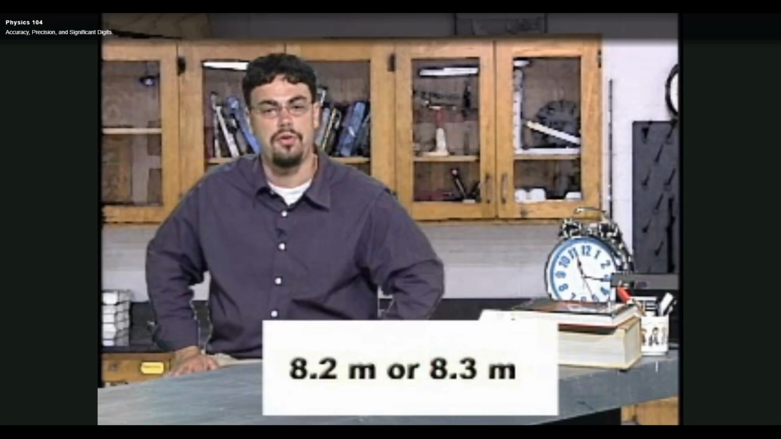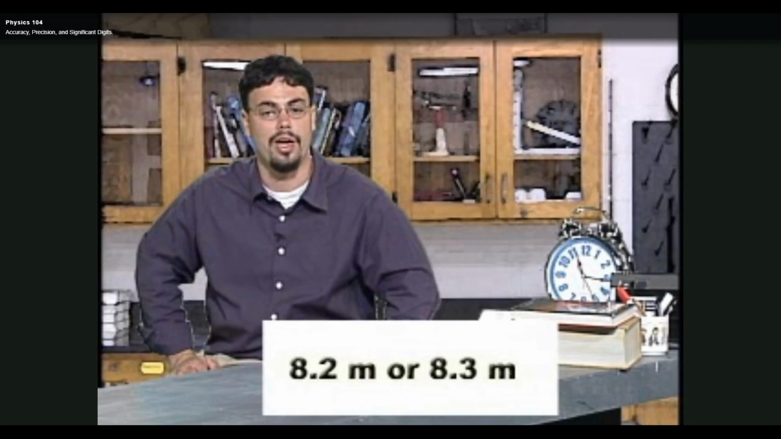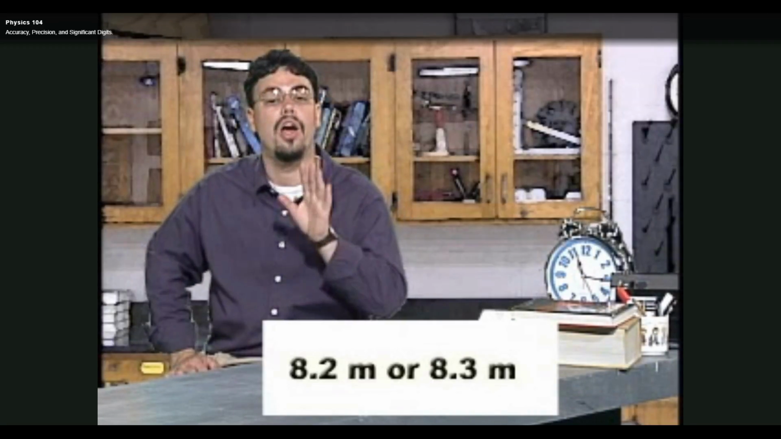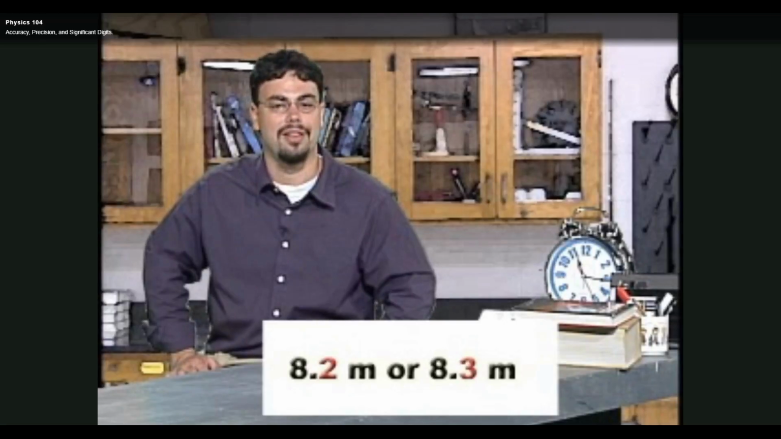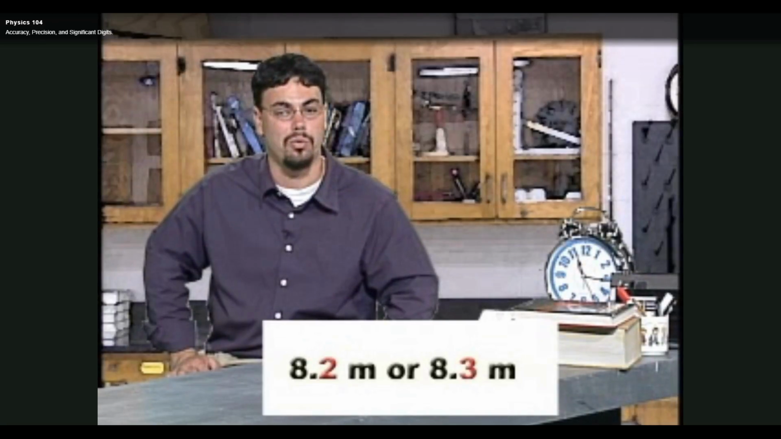If you said 8.25 meters, that is incorrect as well. We are not sure about the 2/10, so we must stop there. Using 0.25 is estimating 2 digits, and we're allowed to estimate only 1. If you said either 8.2 meters or 8.3 meters, you are correct. You remembered that the last significant digit is the estimated one.